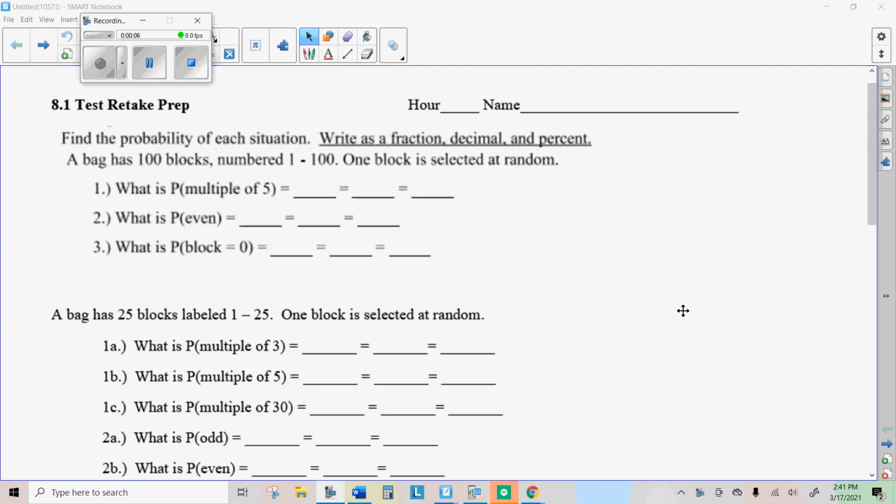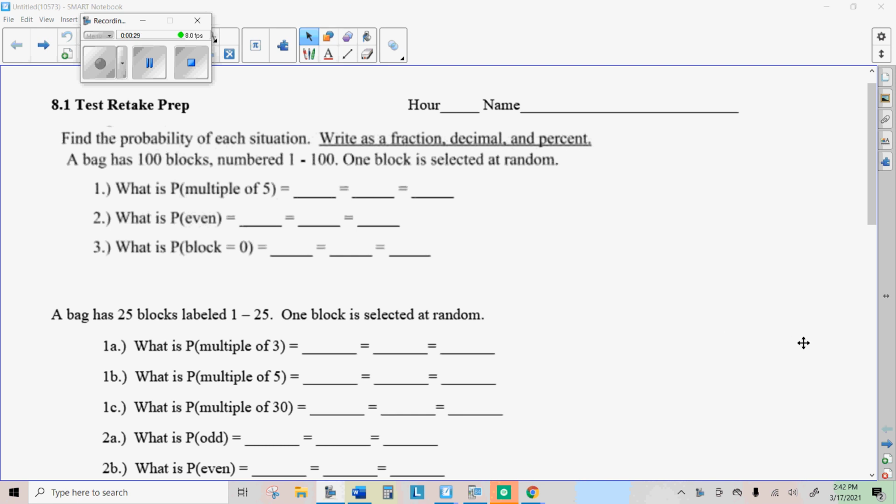It's Mr. Hermanson again. Hey, this is your 8.1 test retake prep if you want to retake that test. So I'm going to do a problem and then you're going to practice a couple. And when you know how to do them all and you're done with this worksheet, you can send me that via email and I'll check it. And if it looks good, I'll get a new test to you.